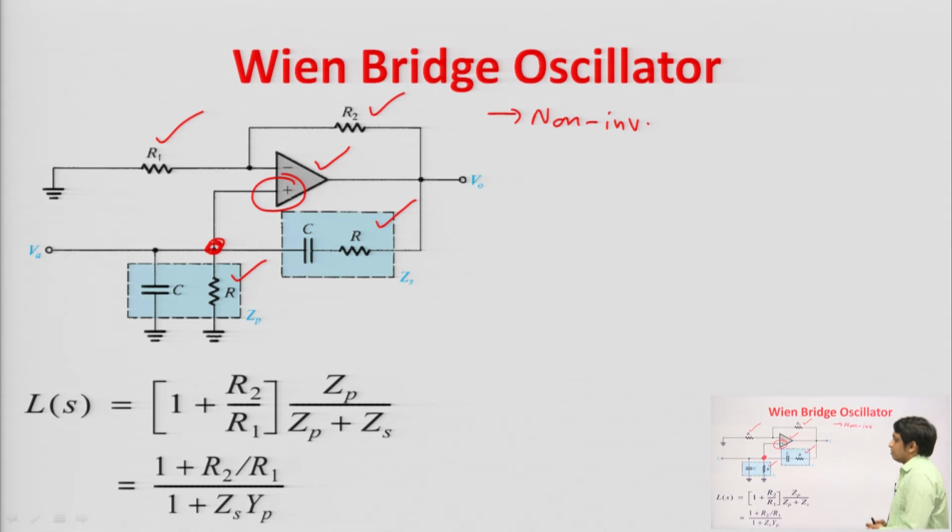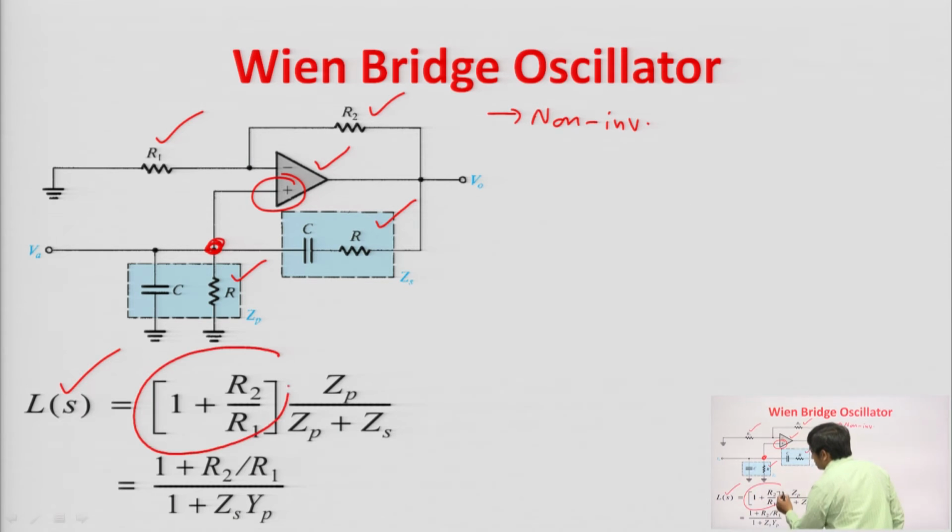Now we need to calculate the frequency of oscillation for this Wien Bridge oscillator. For that, firstly we are going to calculate the loop gain, that is L(s). L(s) is A into beta. This A is basically the gain of the amplifier. Since it is a non-inverting amplifier, the gain is 1 plus R2 by R1.